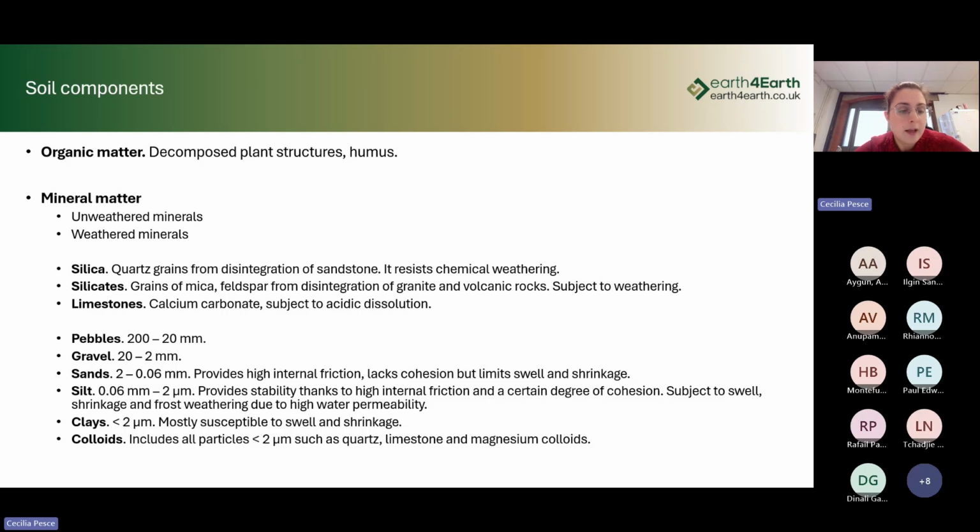properties. And then if we look at the grain size distribution, we can have a range of particles, so from pebbles to gravel, sand, silt, clays and colloids. So here the difference between clays and colloids is that clays are a particular type of colloid. They are fine-grained, but also they are actually clay minerals, while colloids, we include any particle below 2 microns. So this can be also quartz, very fine quartz, or limestone or magnesium, which are not properly clay minerals, but they are fine-grained.